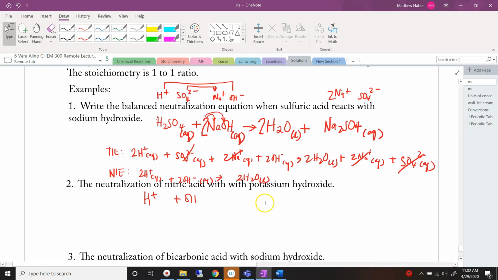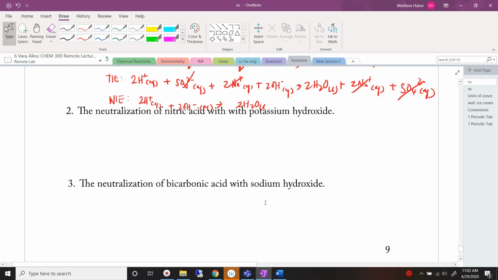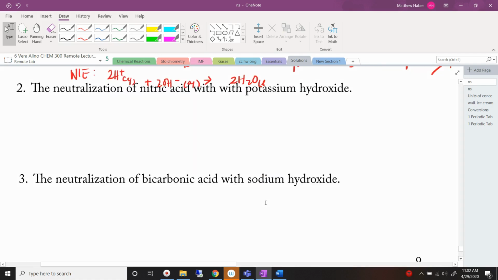Let me clean this out so that I'll show the next problem. The nitric acid and potassium hydroxide. Nitric acid, HNO3 plus potassium hydroxide. Predict the products. I will have potassium nitrate and water.